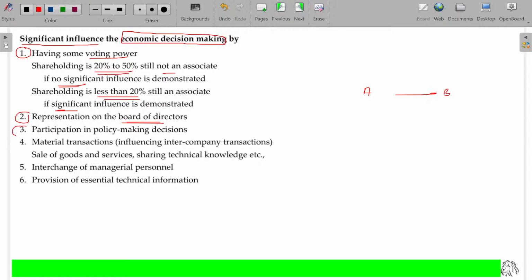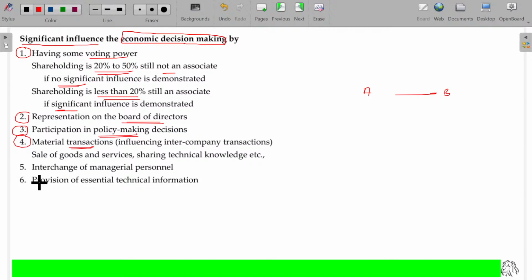And participation in policy making. Any policy made by B must also be consulted with A before it can be passed, so automatically A has significant influence. And material transactions. A is a predominant supplier of the raw material required by B. If A doesn't supply, then B will be in trouble. So automatically A can control the other company because of this raw material or some other technical know-how. These are the things that can also be there.